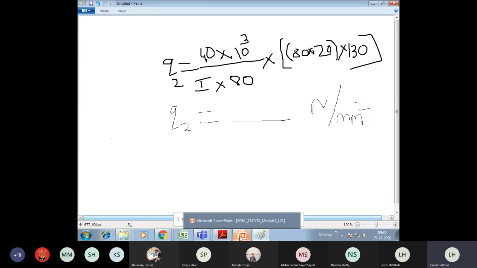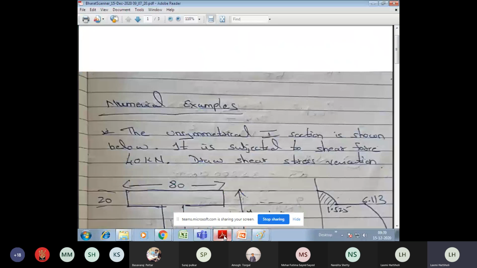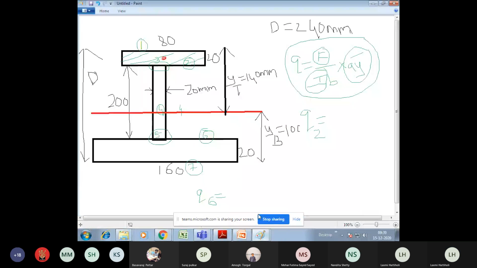Now I'll tell you the next part. I hope the second point shear stress is clear to you. Q1, the first point, is 0 as you said. Now I'll come to the third point, Q3. What is Q3? Q3 is the point at the junction of the top flange and the web.